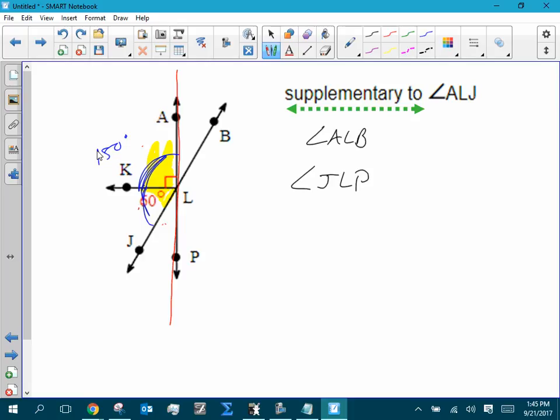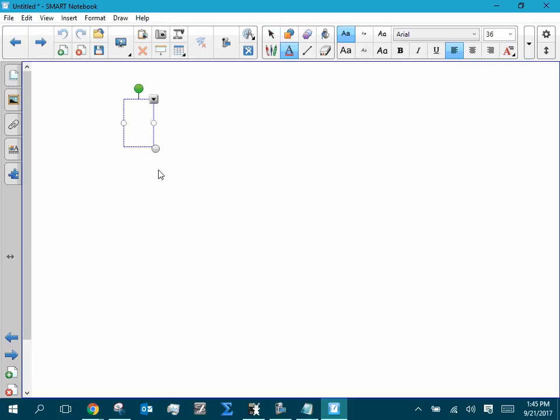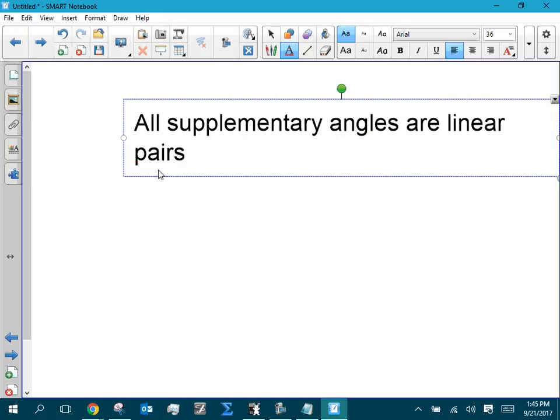One question I'll ask you, a question that is on tomorrow's test, is phrased: true or false? All supplementary angles are linear pairs. True or false? True. All supplementary angles are linear pairs. Supplementary is when they have 180. Linear pairs is when they're together and they form a line, right? Yeah.